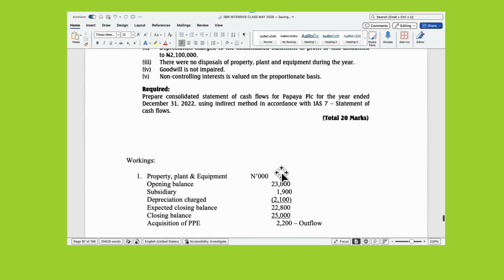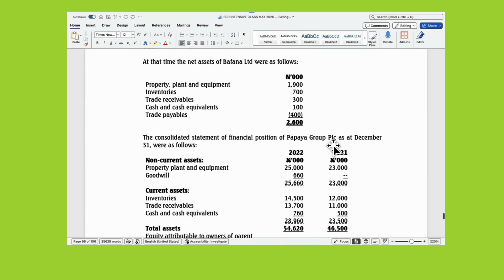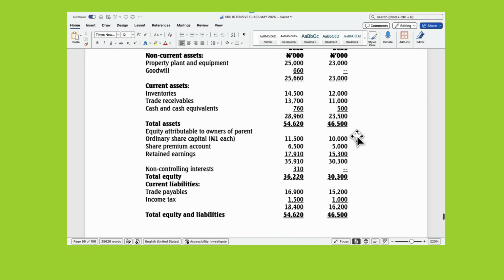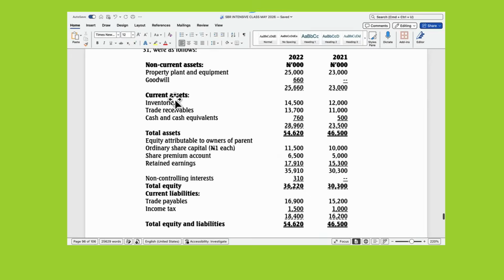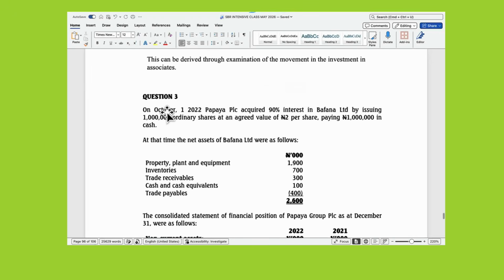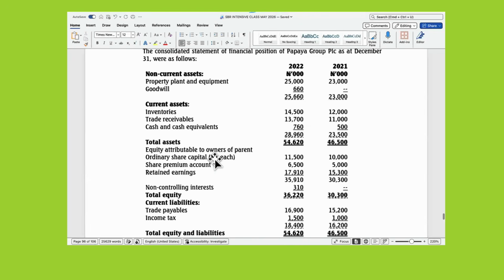Then I move to share capital. I also do the movement in share capital. So share capital moved from 10,000 to 11.5. To explain the movement, they already told me that I issued shares of 1 million, but at 2 naira. So the value that goes to share capital will be the nominal value of 1 naira. So the increase here is just 1 million. The remaining 1 naira would impact share premium. So there is another 1 million naira increase in share premium too. So those are the movements within these items.